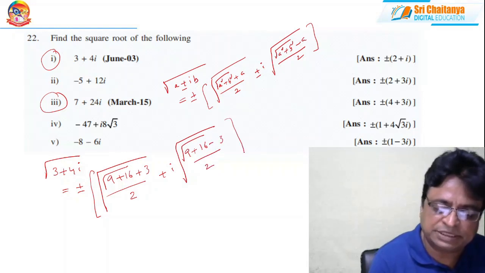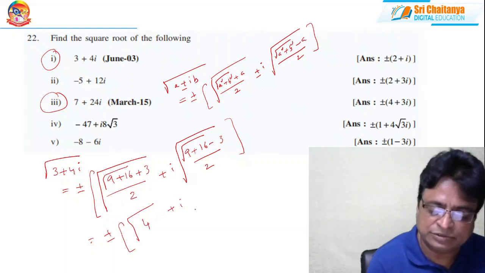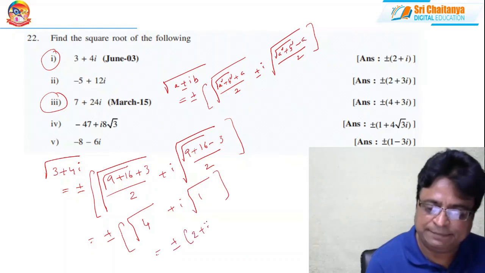After simplification, you can get it as plus or minus root of (5 plus 3), 8 by 2, that is 4, plus i into root of (5 minus 3), that is 2 by 2, that is 1. So finally, after simplification, you get this as 2 plus i. That's all.